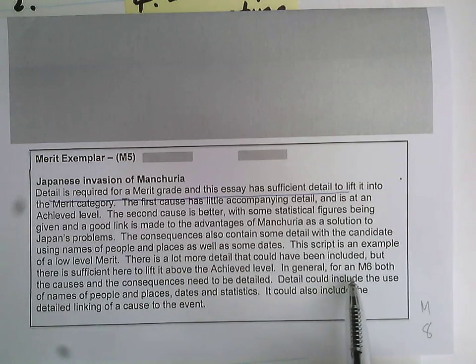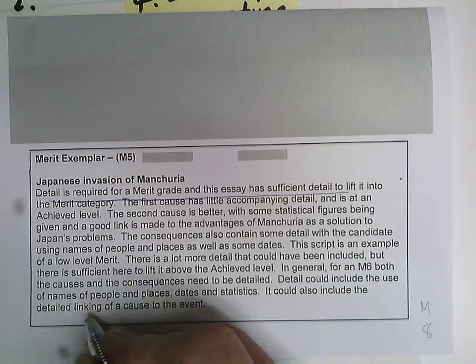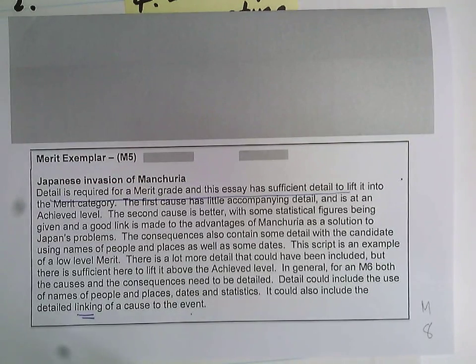In general, both causes and consequences need to be detailed. Detail could include the use of people, places, dates and statistics, and it could also include the detailed linking of a cause to an event. Linking is important. The statements you make, the supporting evidence is important, and everything to achieve well needs to be done in good detail.